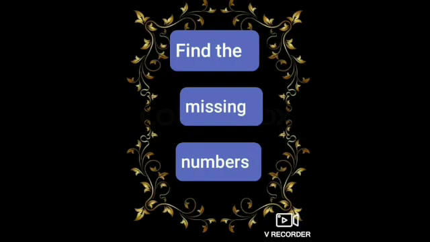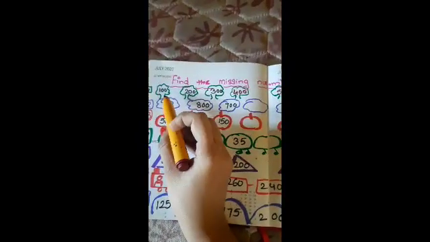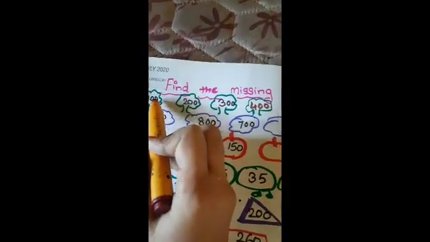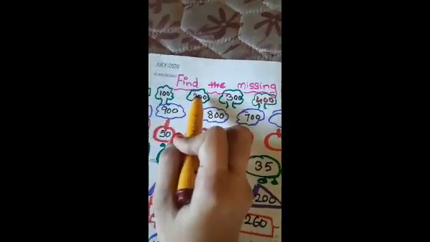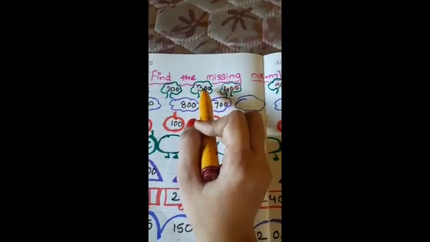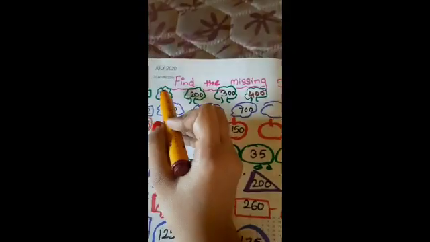Find the missing numbers. The first question, 100, 200. There is a gap of 100, 100 to 200, gap of 100. 200 to 300, again there is a gap of 100. So we'll count the numbers in forward direction.